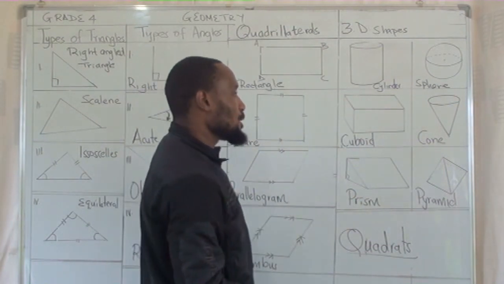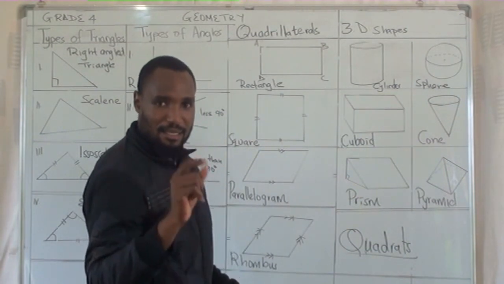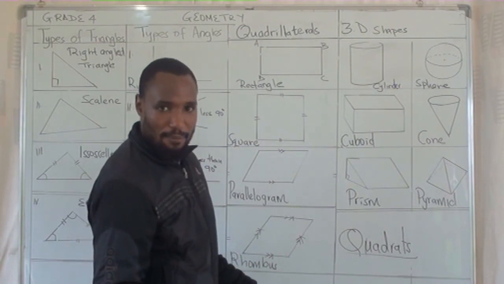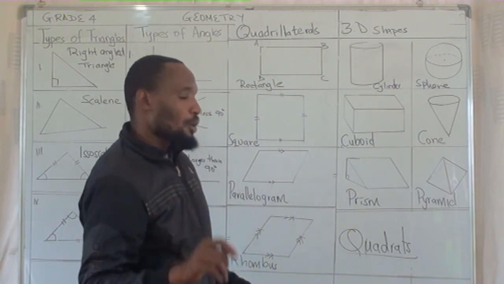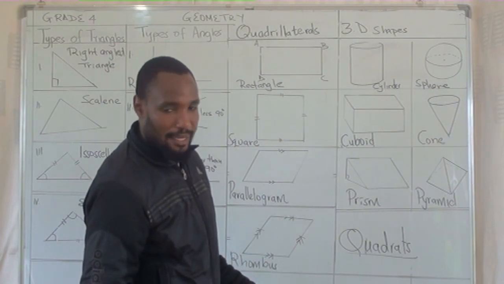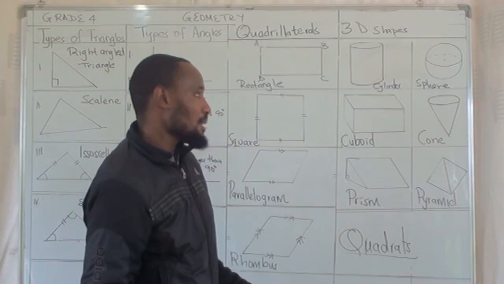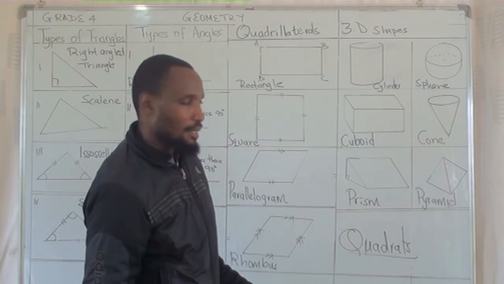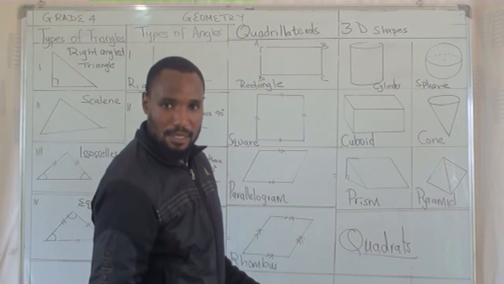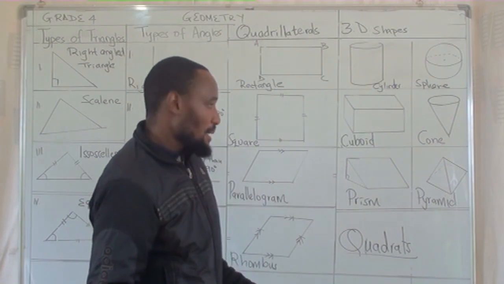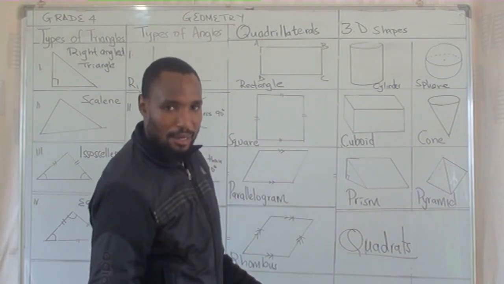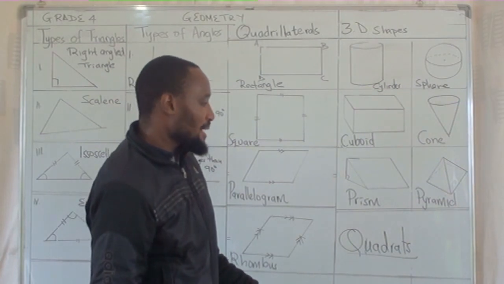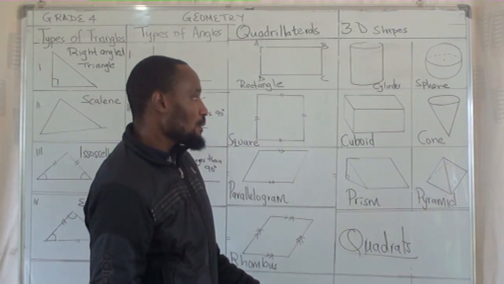So 3D shapes, we have cylinder. Say cylinder. Good. Sphere. Can you say sphere? Cuboid. I didn't hear you. Say it loud. Good. Cone. Louder. Good. Prism. Louder. And pyramid. Louder. Good. So these are the 3-dimensional shapes.